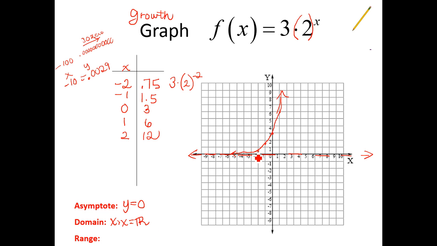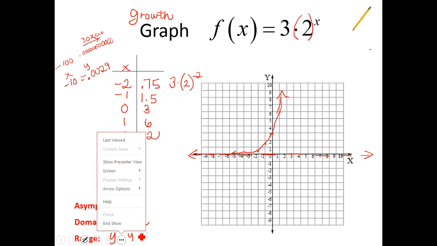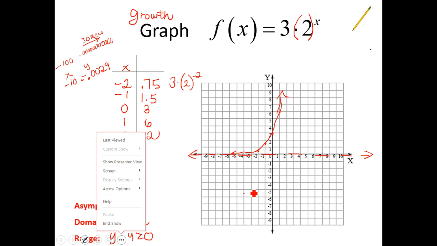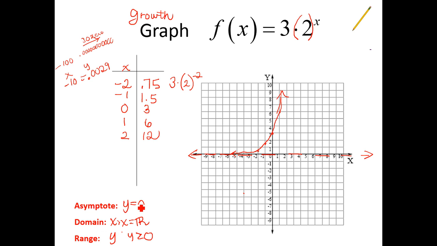And so then the range is, what are the y values that this graph will always touch? Well, bigger than 0. So y such that y is going to be greater than 0. Okay? And so the asymptote and the range go together. All right? So I've used the word asymptote, and you're probably thinking, what is an asymptote?